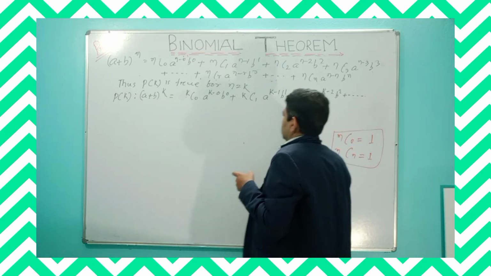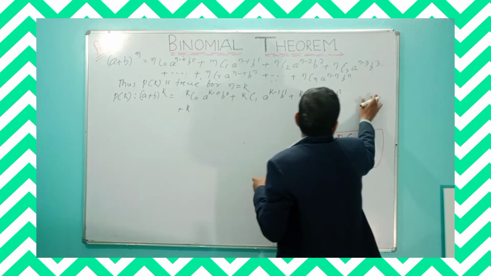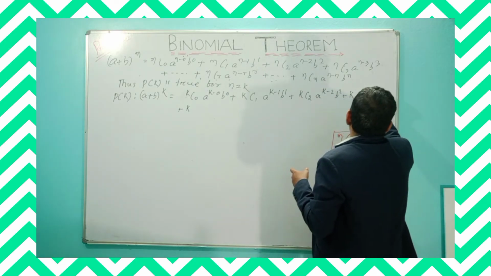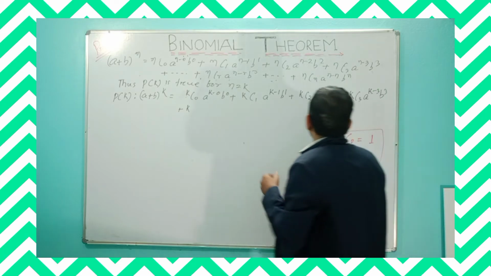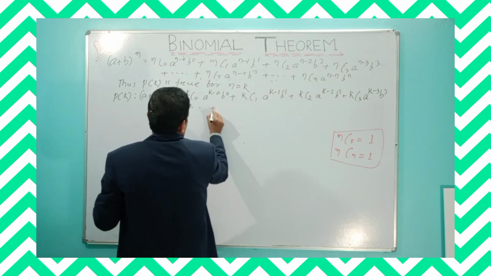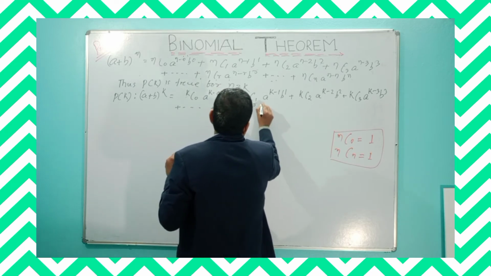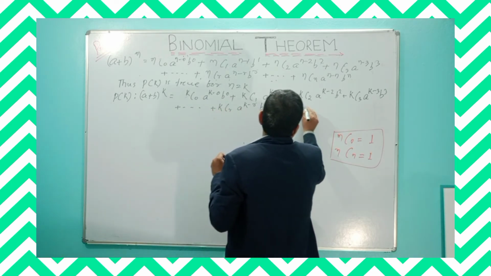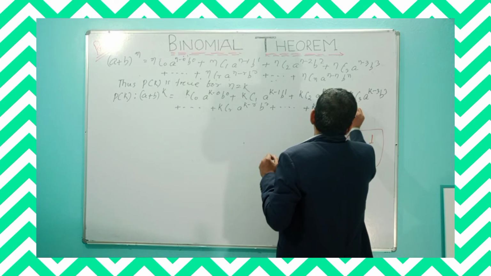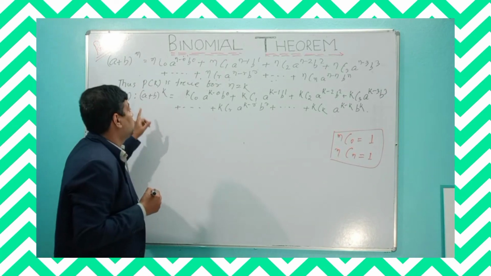Similarly, if we proceed, we can write also kC3, a to the power k minus 3, b to the power 3, right? Understand? And in the same process, it will be kCr, a to the power k minus r, b to the power r, and up to, similarly, kCk, a to the power k minus k, b to the power k. Understand?